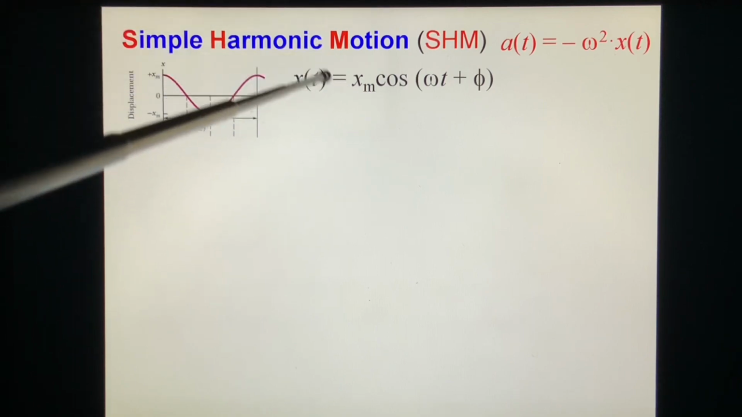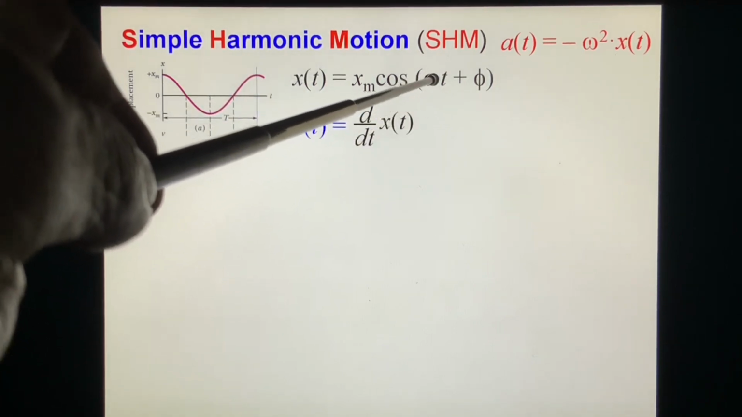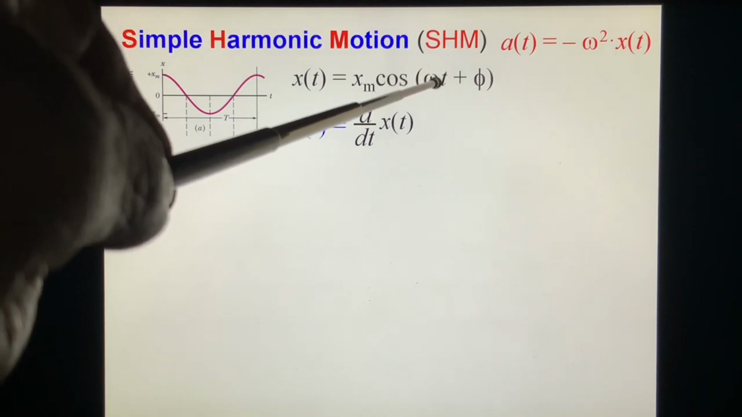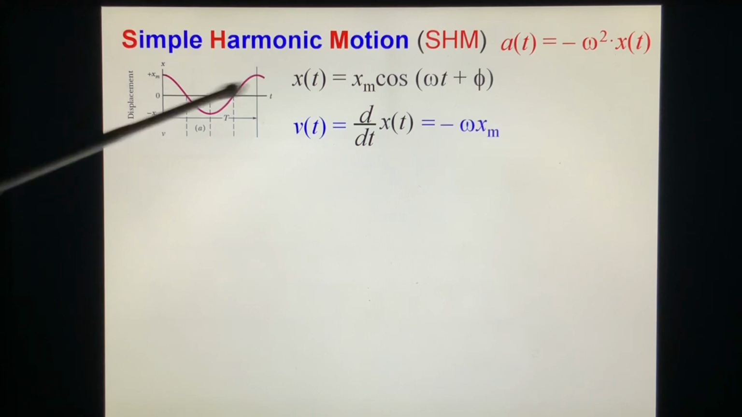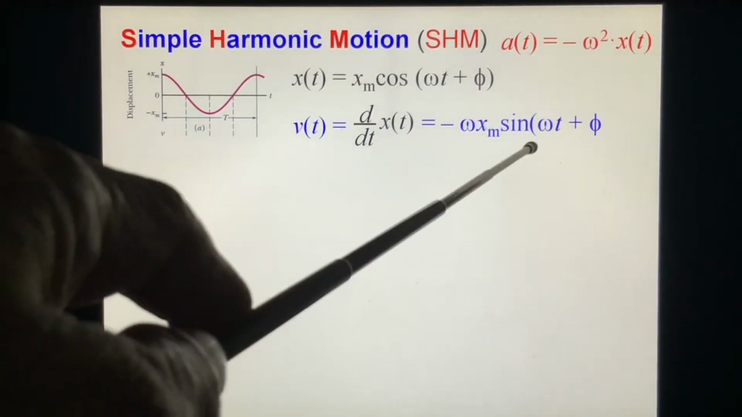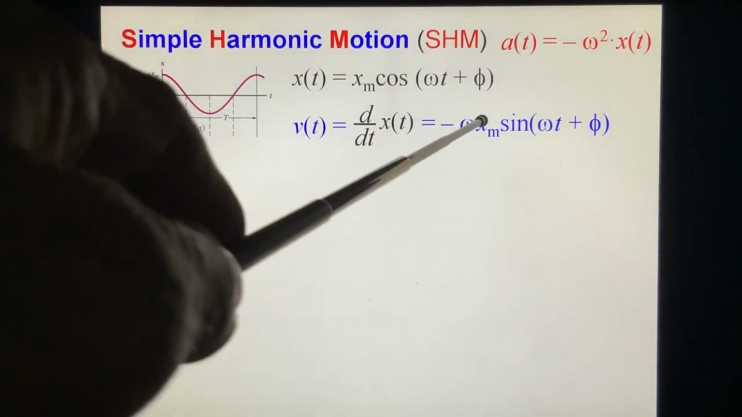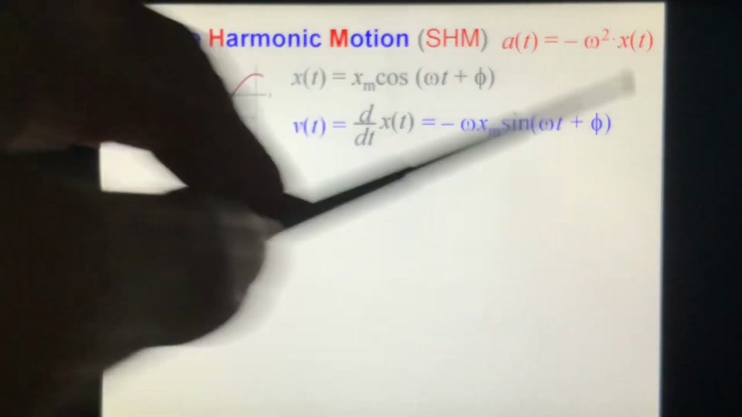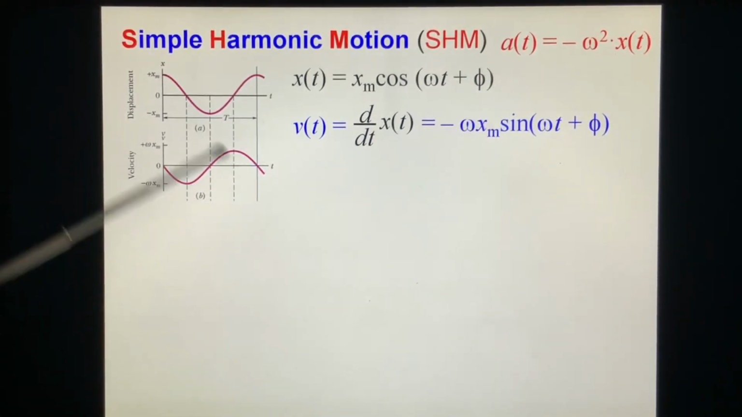We find the v. What is v? v is dx/dt, and we take the derivative with respect to time t. The cosine derivative with respect to t is minus sine times omega. So we get v equals minus omega x_m sine(omega t plus phi), or we can write v equal to minus v maximum sine. So this is sine with a minus. Of course, this is time t, and this is v.